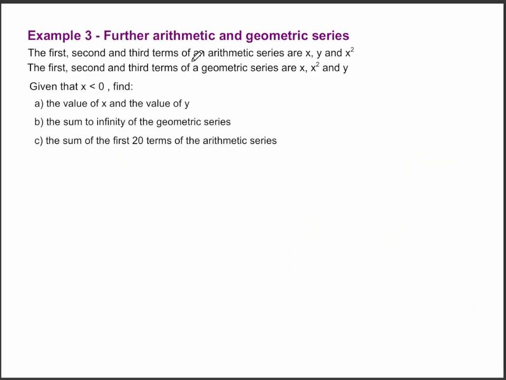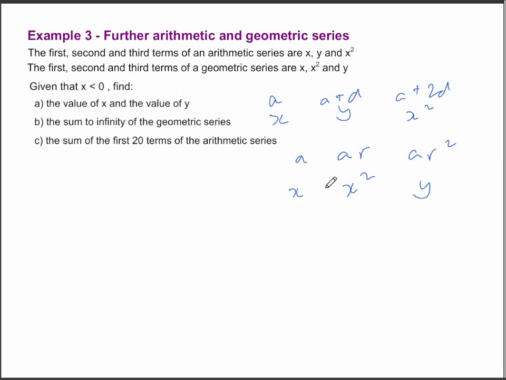Lastly, something combining arithmetic and geometric series. It says the first, second, and third terms of an arithmetic series are x, y, and x squared. That means, remember arithmetic series, you have your first term is a, second term is a plus d, and third term is a plus 2d. And for geometric, we have that the first term is a, second term is ar, third term is ar squared. For arithmetic, the first term is x, the second term is y, and the third term is x squared. For geometric, the first term is x, second term is x squared, and third term is y. So here we want to find the value of x and the value of y.